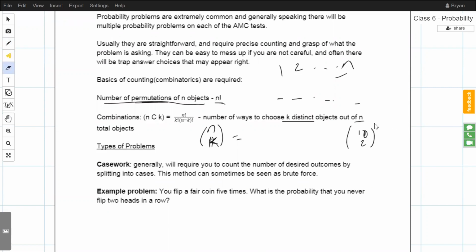That just shows what this refers to, and the formula itself is n factorial over k factorial times n minus k factorial. Basically, what this means is that we want to choose k distinct objects out of these n.